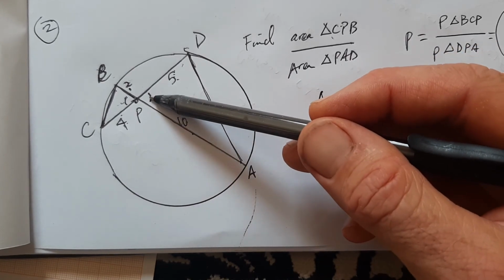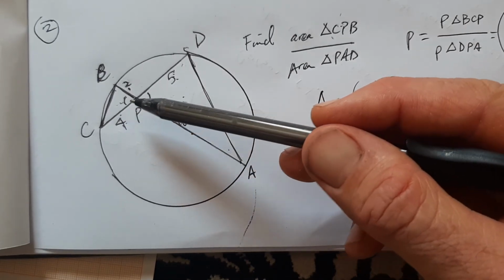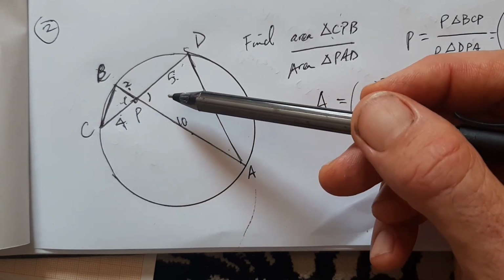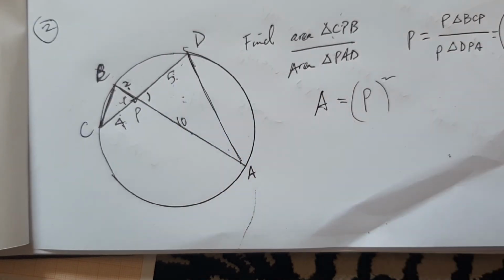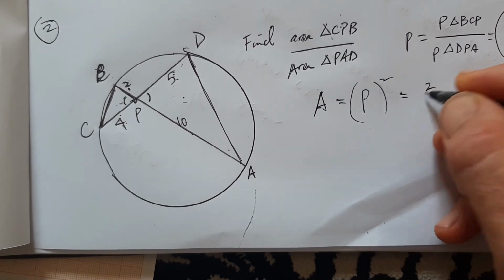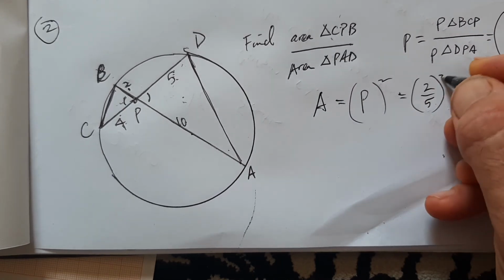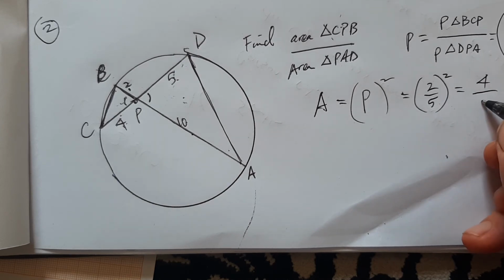We're not given this angle. We're not given any single angle in here. So we can't work out all the trig and find the exact areas. But we know that the ratio of the areas will be 2/5 squared, or 4/25.